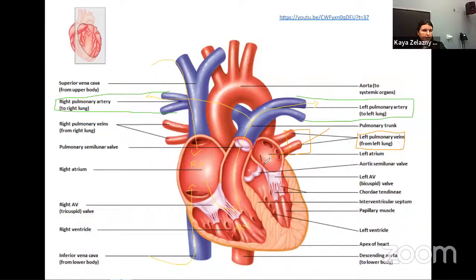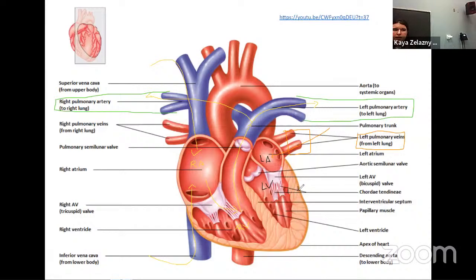Okay, left atrium here. And we are then going to go into our left ventricle. This is our left ventricle, which is big and strong. So you can see this kind of strong muscle, this thick muscle around this ventricle.